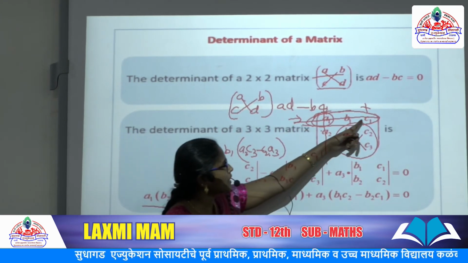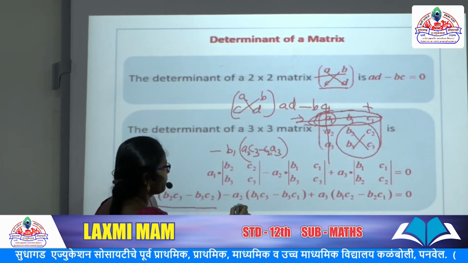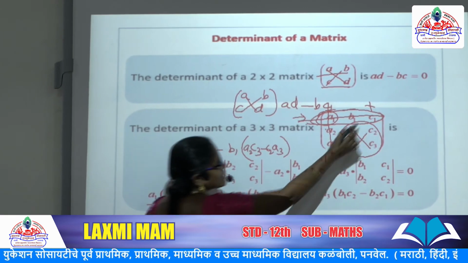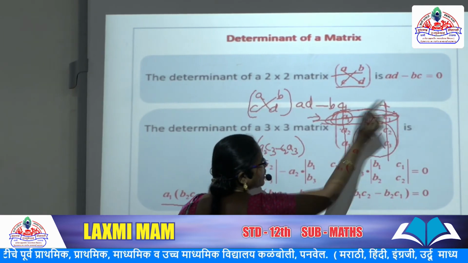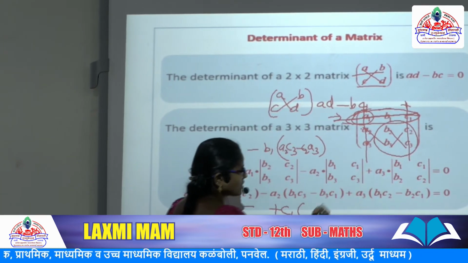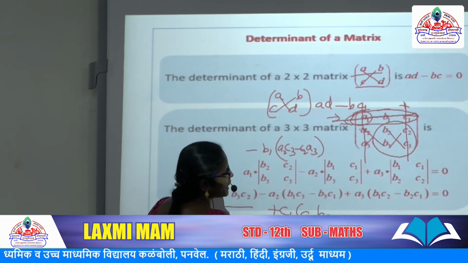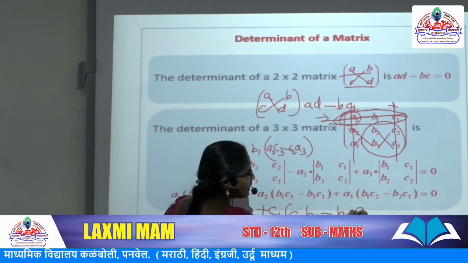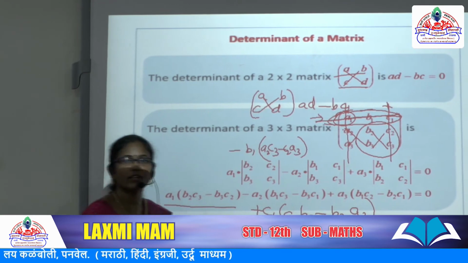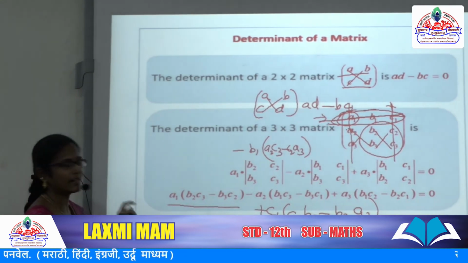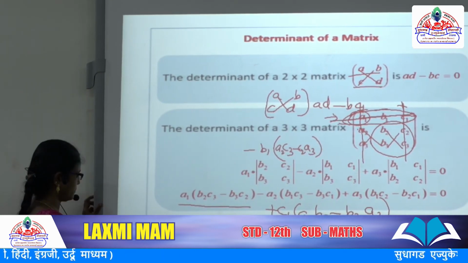And the third one, c1. Okay, plus c1 into: leave this column and this row, these 4 elements, a2 b3 minus b2 a3. This is the determinant of a 3 cross 3 matrix. Is it clear?